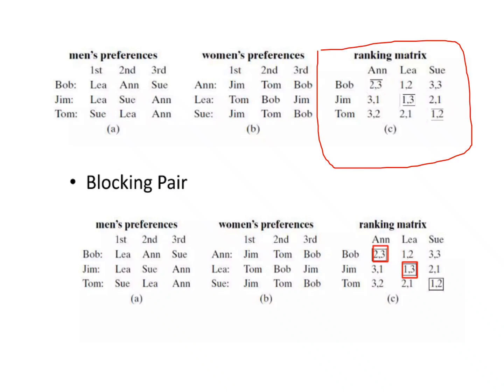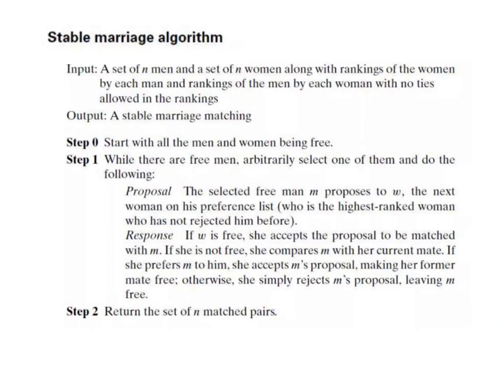For Jim, Anne is the third preference, but for Anne, he is the first preference. So like that we have constructed the ranking matrix. See here, these are the blocking pairs depicted, 2 comma 3, 1 comma 3, 1 comma 2, along the diagonals. So we will find a match for each and every person.